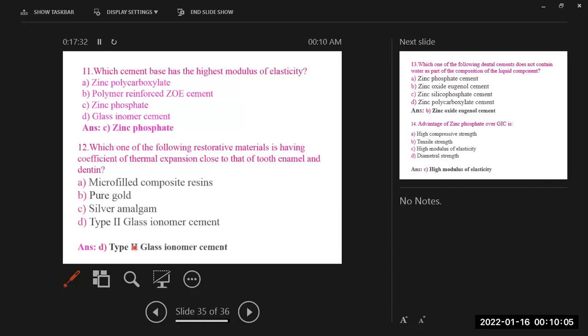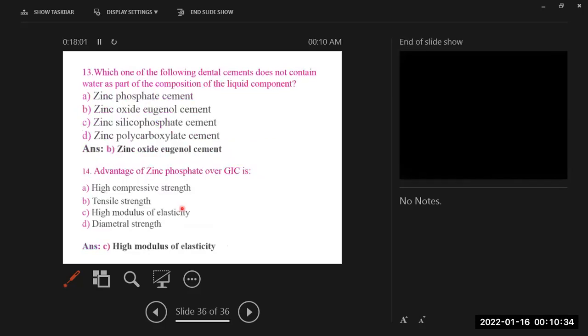The next question is, which cement base has the highest modulus of elasticity? I told you it is zinc phosphate, which has around 13 elastic modulus. So that has the highest modulus of elasticity. Next, which of the following restorative materials has a coefficient of thermal expansion closer to that of tooth enamel and dentin? Okay, the answer is type 2 glass ionomer cement. Glass ionomer cement has a coefficient of thermal expansion which is very close to that of enamel and dentin.